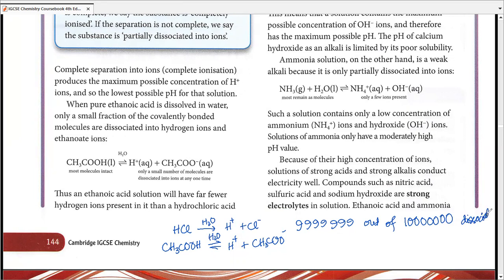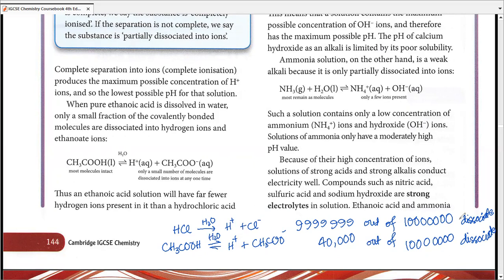This is the stat for HCl. And if I write this stat, okay, these are the stats for HCl and for ethanoic acid in comparison. You're not supposed to write those stats in exams. These are just for your understanding.